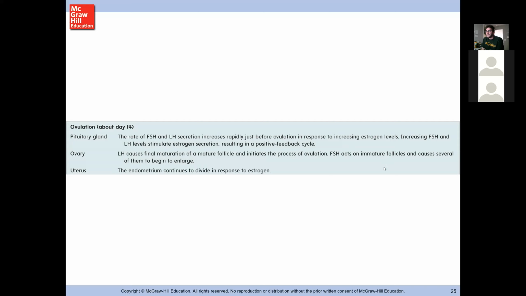Follicle-stimulating hormone acts on immature follicles and causes several of them to begin to enlarge. The endometrium will then continue to divide in response to estrogen, getting ready for implantation.